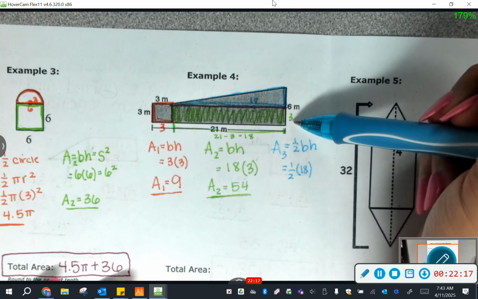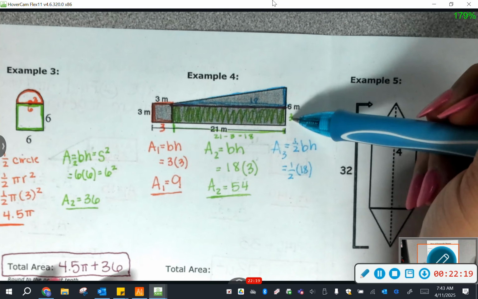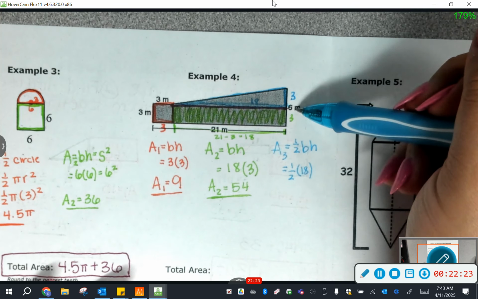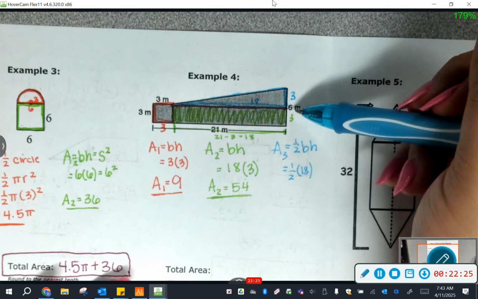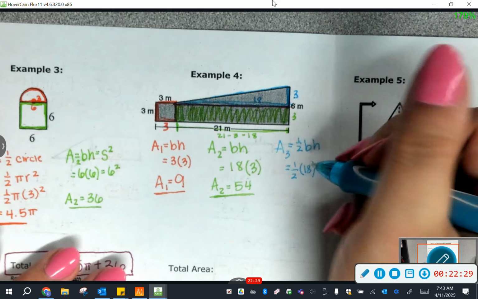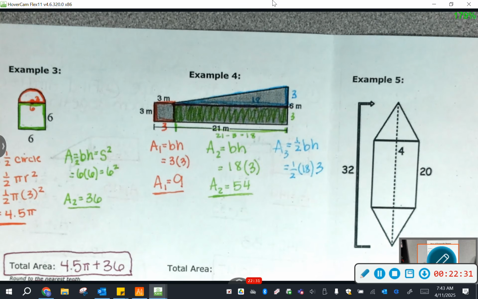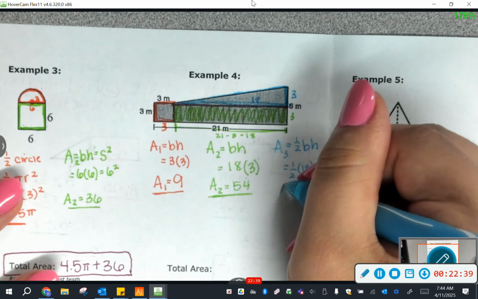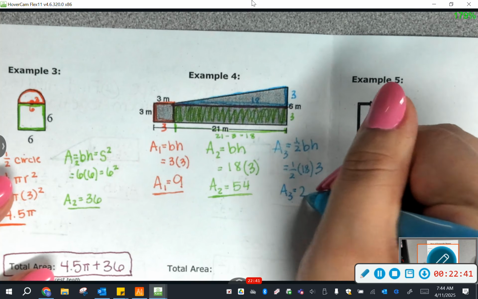Okay, so be careful. It's not because it's half, although it is half. If this bottom's 3, what is 6 minus 3? 3. So don't just think you're going to split that number in half. You're not always going to do that. You're subtracting this number from this number. So 3 was right. And so what is half of 18 times 3? Oh, we already have that right there. 27. So your third shape is 27.